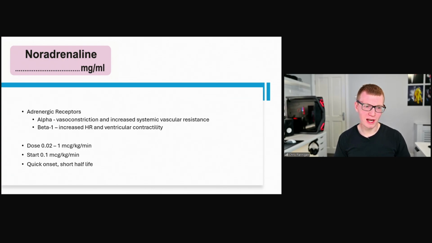Dosing is very similar to adrenaline, 0.02 to 1 mics per kilo per minute. Again, we're starting at about 0.1 mics per kilo per minute. Similar onset and a half-life of around 2.5 minutes. So again, you have to be careful when you're moving it from one line to the other, and you need a secure line.